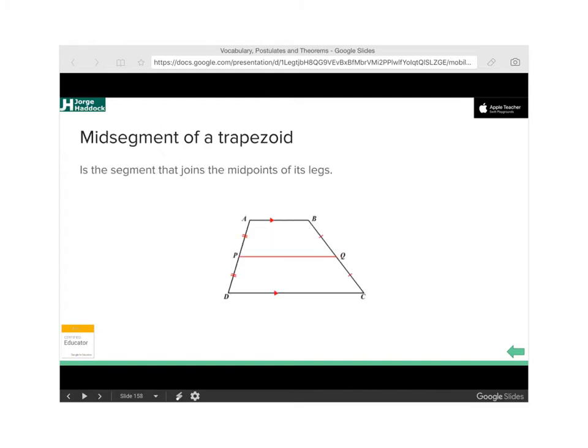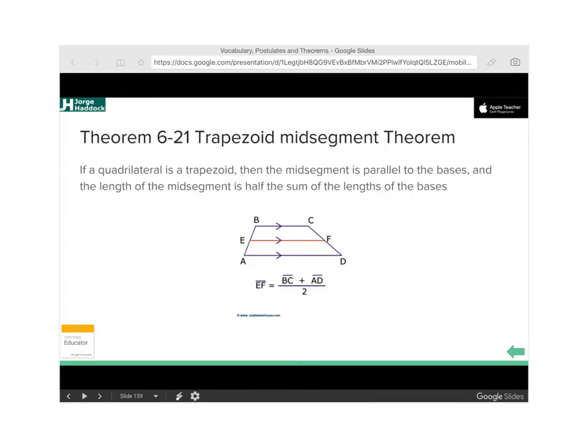The mid-segment of a trapezoid is this segment right here. The endpoints of that segment are the midpoints of each of its legs. It's parallel to the bases, and its measure is half the sum of the measures of the bases. So if you add this segment plus that segment and divide by 2, that's the measure of EF.